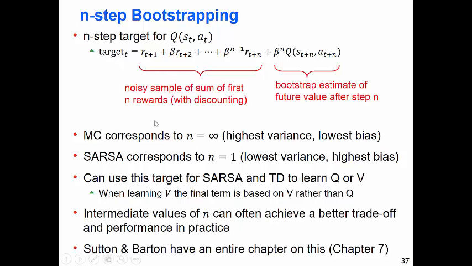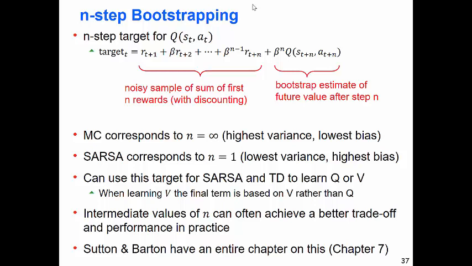So they have an entire chapter on this in the book. You can read about it. I'm not going to talk much more about it here. If you've heard about something called SARSA lambda, that's an algorithm in the book. That's where they're saying, but you don't have to pick one value of n. Why don't we just use all values of n and do some averaging of the targets that you get for each value of n?